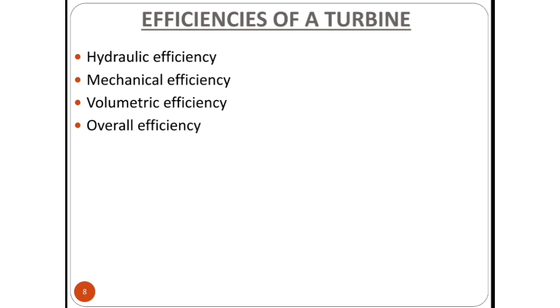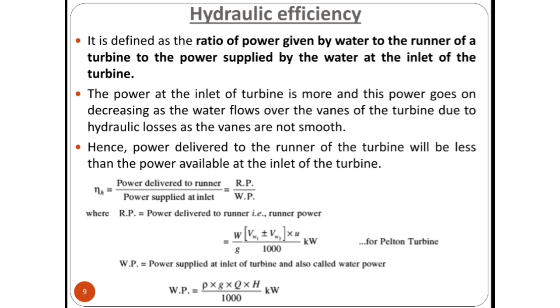So next let us go with the efficiency. There are different types of efficiency of the turbine. First one is the hydraulic efficiency, next mechanical, volumetric efficiency, and overall efficiency. Let us go with the hydraulic efficiency first. Hydraulic efficiency is defined as the ratio of power given by the water to the runner of the turbine to the power supplied by the water at the inlet of the turbine.